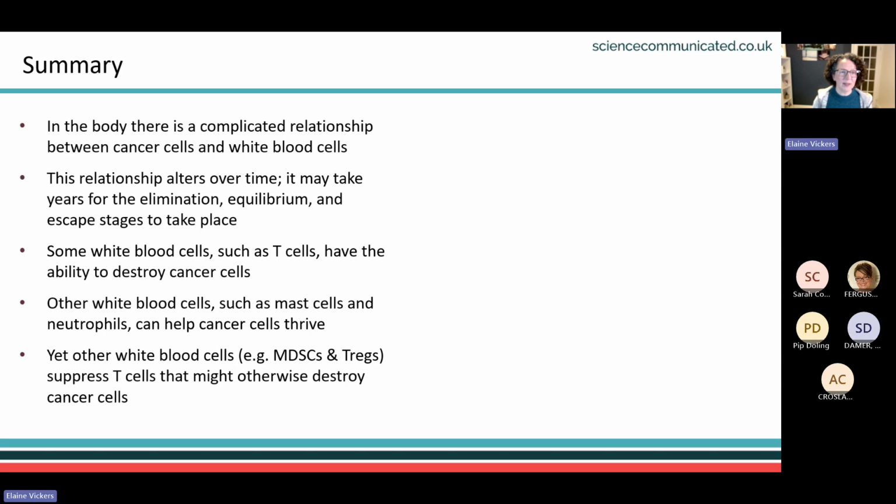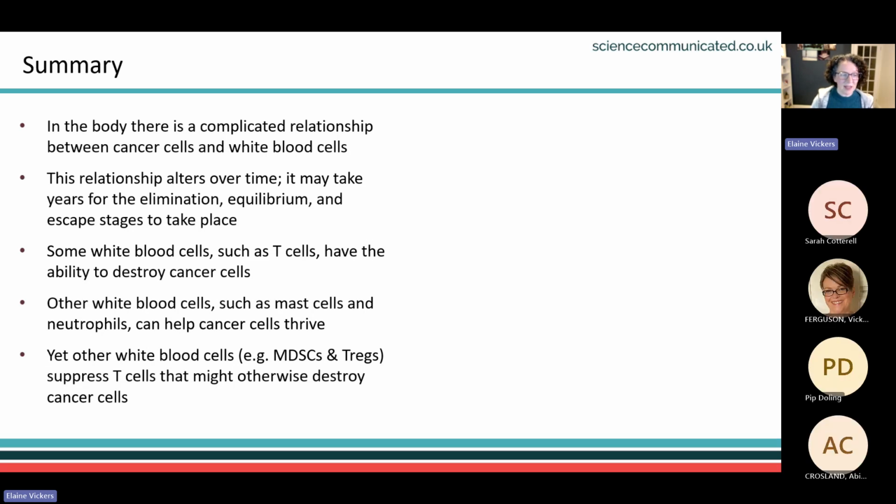I'll finish with a quick summary. I began by saying that tumors are complicated places. You can find lots of different types of white blood cell inside tumors. Exactly what white blood cells you find and what they're doing there, it changes over time. Initially, long before the cancer is diagnosed, the white blood cells you find in there are likely to be ones that are cancer killing: the cytotoxic T cells, cancer killing macrophages, cancer killing natural killer cells.